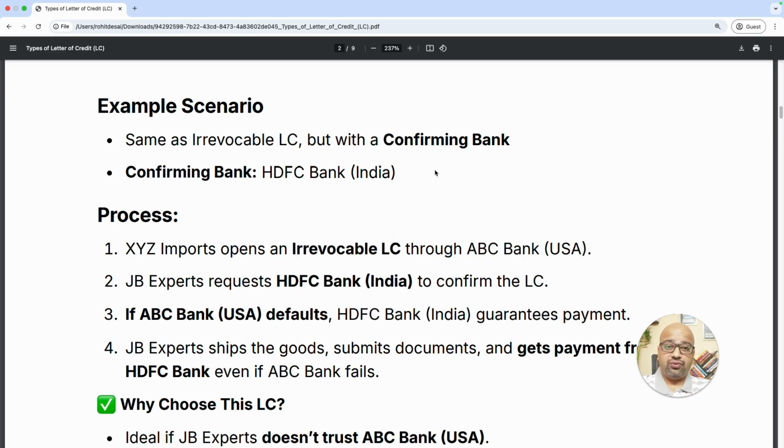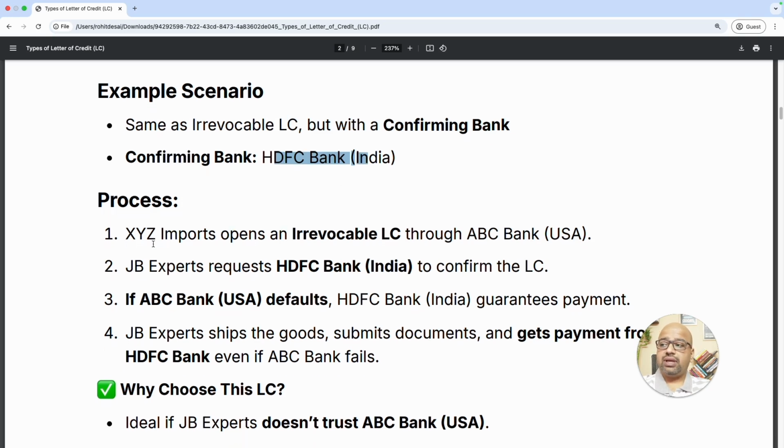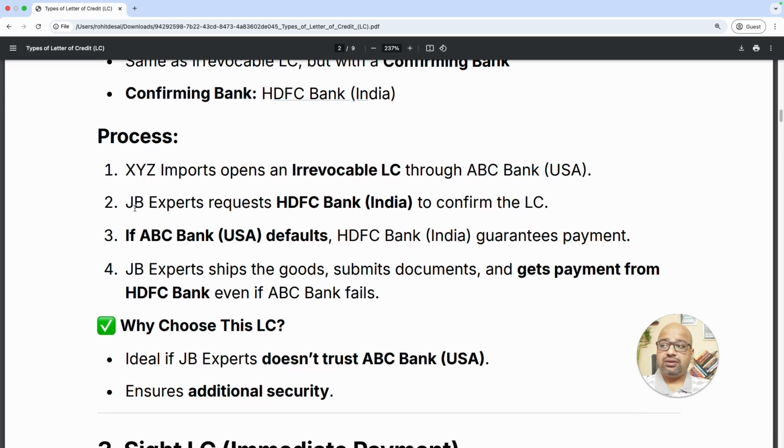But if you feel that the country is unstable, for example, Sri Lanka had instability some years back and was completely locked up, then in those cases, if you don't receive your money on time, at least get a better confirmed LC from some other bank so that you can work it around. Say XYZ Import opens an irrevocable LC through ABC Bank, and then JB Exports requests, saying I don't trust your bank, get me a confirmed LC from HDFC Bank. Then HDFC acts as a guarantor here. If ABC Bank defaults, I'm not saying the buyer, I am saying his bank also defaults, even in that case HDFC will guarantee my payment.